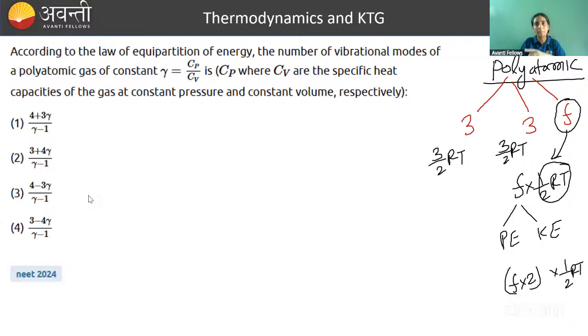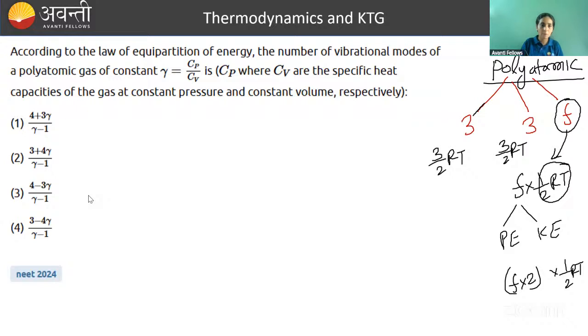But if it is vibrational mode and that is F, then energy will be first you will make it 2F and then you will multiply with half RT. Because just now I told you some moments before that vibrational mode means 2 energy, potential plus kinetic. But translation means only 1 energy, that is kinetic energy. Rotation means only 1 energy, that is rotational kinetic energy. But vibration means 2 energy, potential plus kinetic. And that is the mistake we did here.